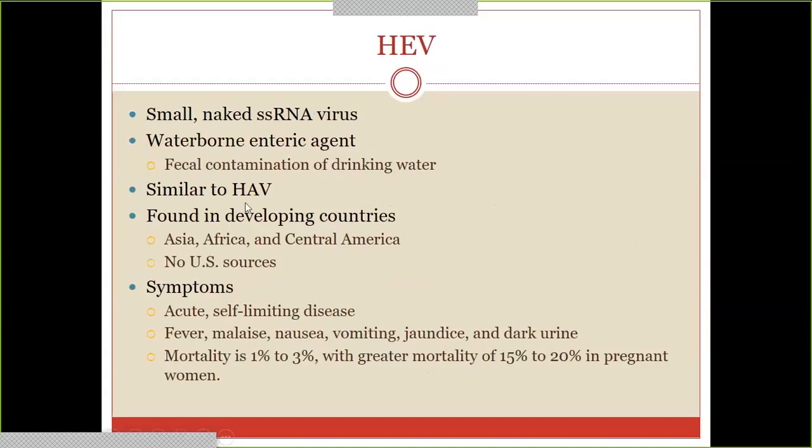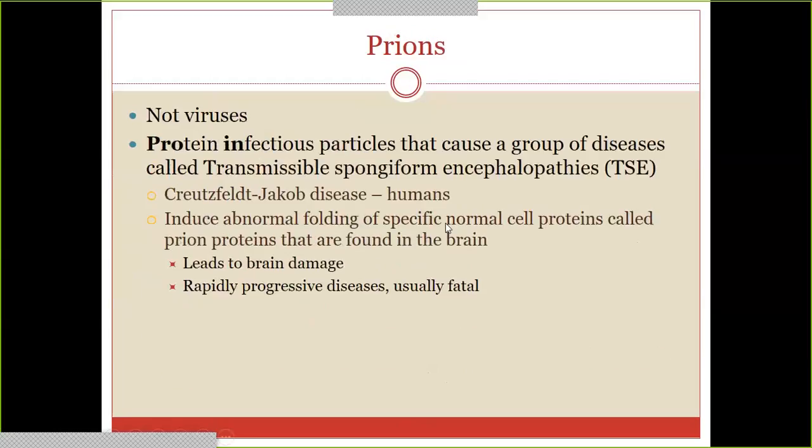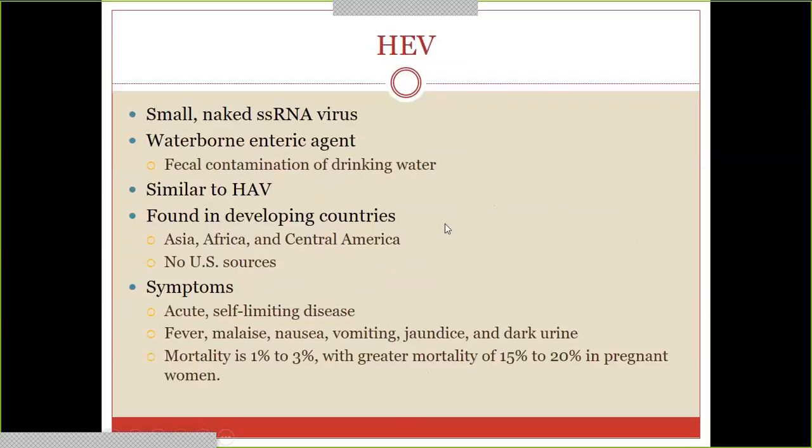Hepatitis E is similar to hepatitis A with the fecal oral route, drinking contaminated water, that kind of thing. So out of all the hepatitis, A and E are the only ones that are fecal oral routes. All the rest are blood and blood products.